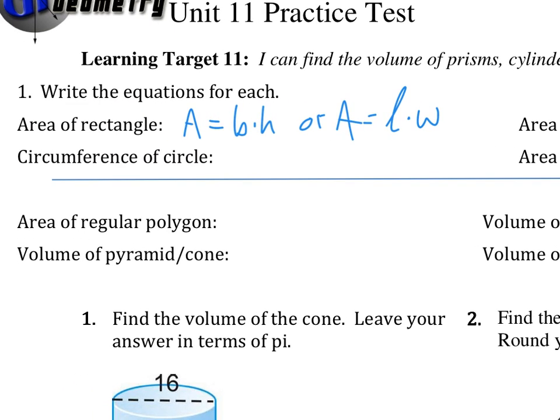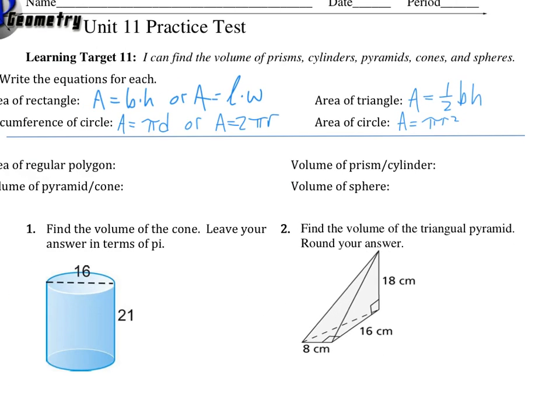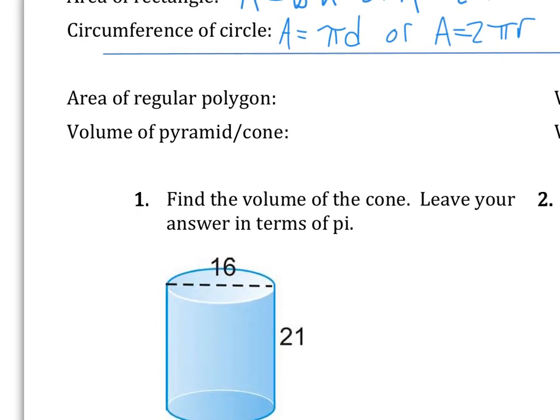Circle, in circumference, well, we know that it's pi times diameter, farther around a circle than across. Or circumference is 2 pi r. The area of a circle is going to be pi r squared. So those should be old news from previous years.